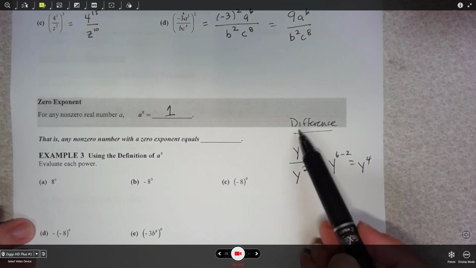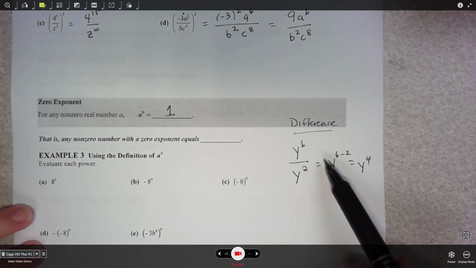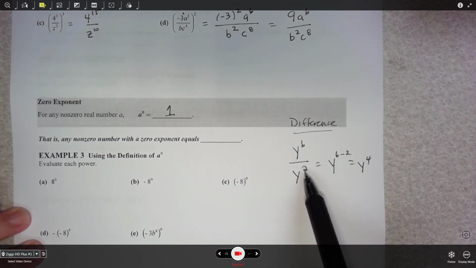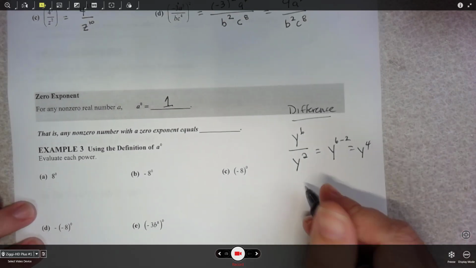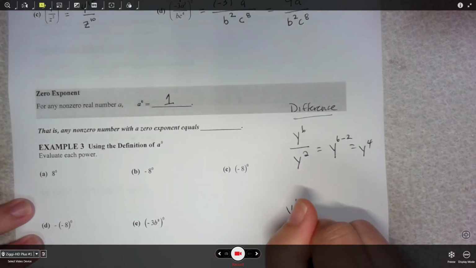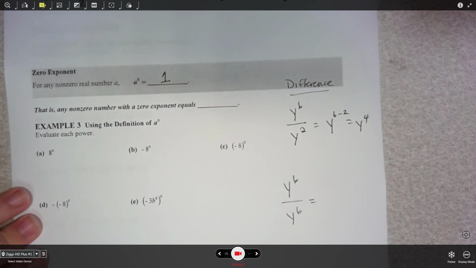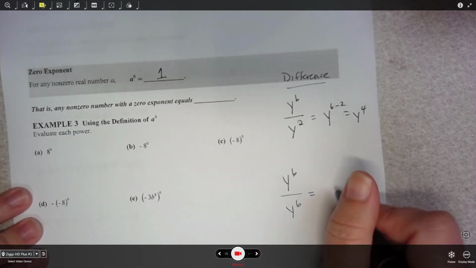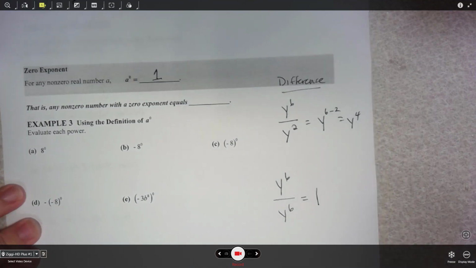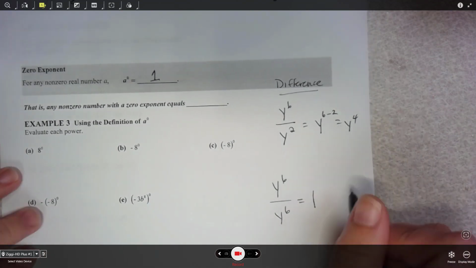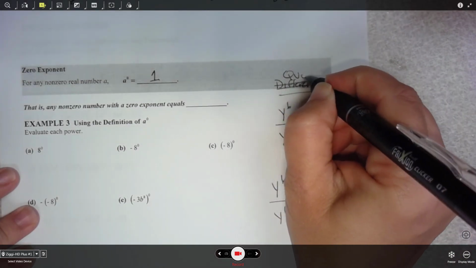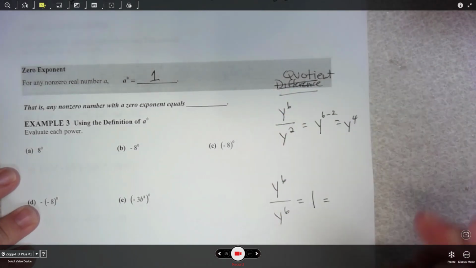If you're dividing with like bases, keep the base and subtract the exponents, always subtracting the top one minus the bottom one. Alright, so if I divided y to the 6th by itself, we know just from basic algebra that anytime you divide something by itself, it always equals 1. But if I apply the difference rule, the quotient rule, not the difference rule, go back up there and fix that. This is the quotient rule.